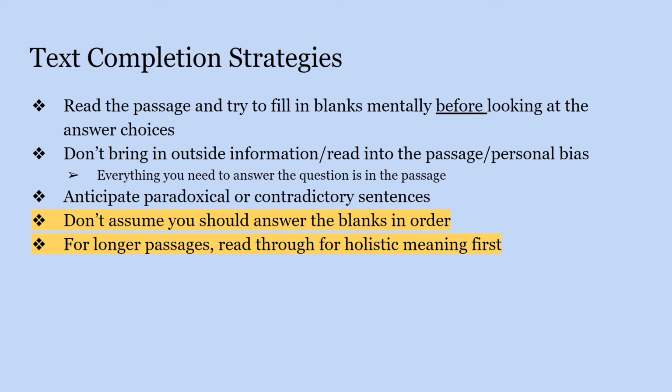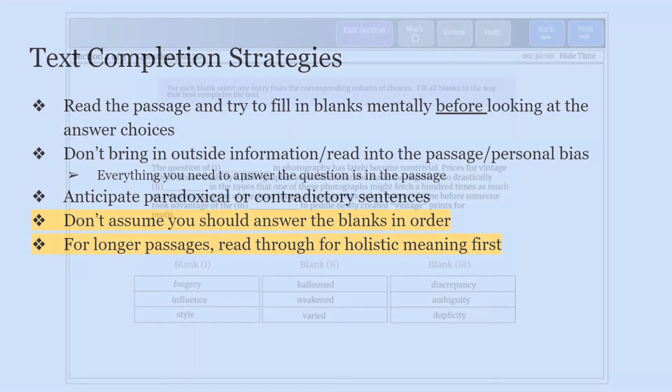Also, for the longer passages, it's best to read through the whole thing for holistic meaning first, because you're not just trying to match the meaning of that portion of the sentence. You're not even just trying to match the meaning of that sentence. Oftentimes, for three blank questions, you need to match the overall meaning of the entire paragraph, and you're only going to get that if you've read the whole thing through and you've been able to sort of infer what the meaning of the paragraph needs to be.